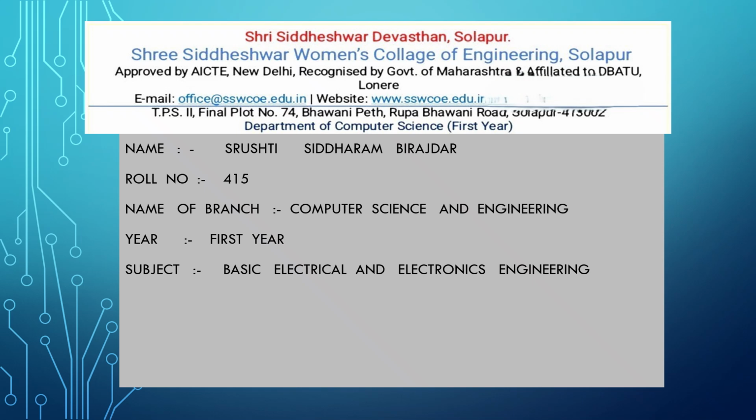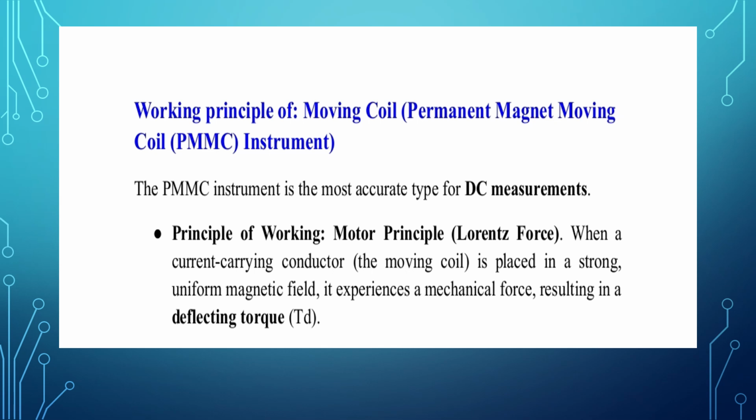So let us start. Now let us see the working principle of moving coil, that is the permanent magnet moving coil, PMMC instrument. The PMMC instrument is the most accurate type of DC measurement. Principle of working: motor principle, Lorentz force. When a current carrying conductor, the moving coil, is placed in a strong uniform magnetic field, it experiences a mechanical force resulting in a deflecting torque, that is TD.